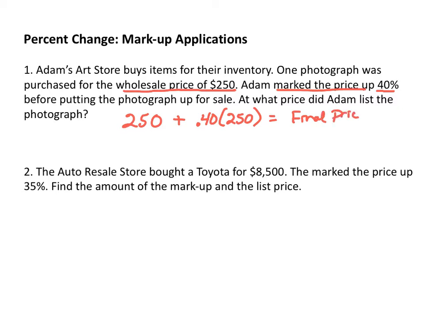Now we're also going to solve this one with the proportions so you can see how that goes. But in this case, all I have to do is multiply and add. So make sure you multiply 0.40 times 250 and then add the 250. So let's do that. 0.40 times 250 is 100. So that's 250 plus 100.